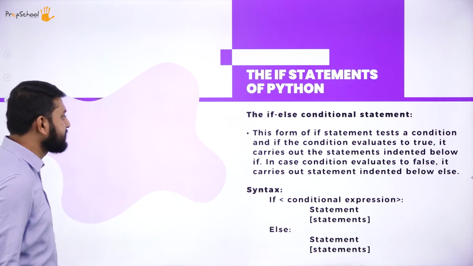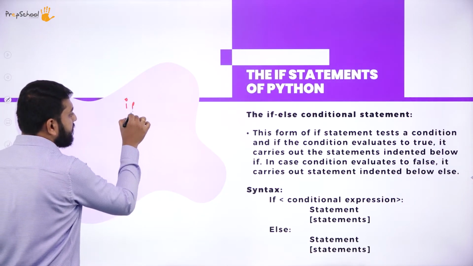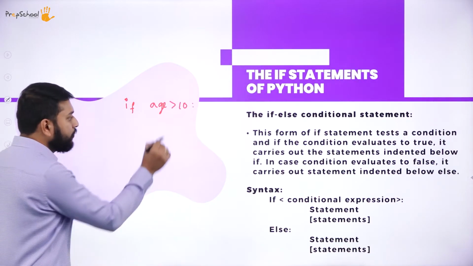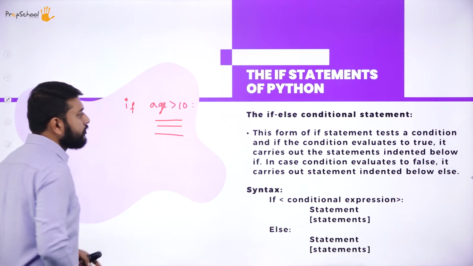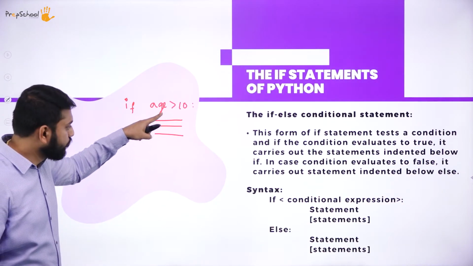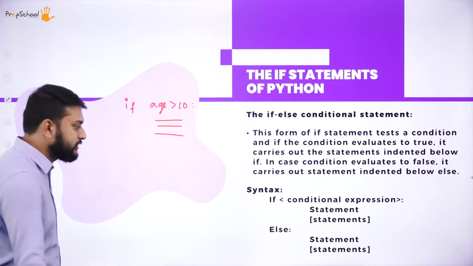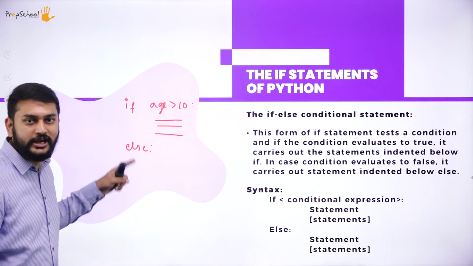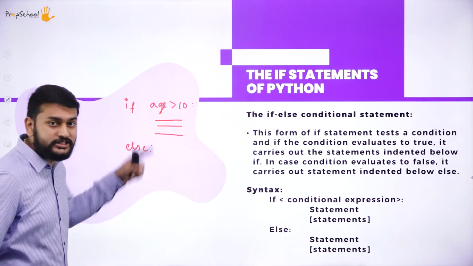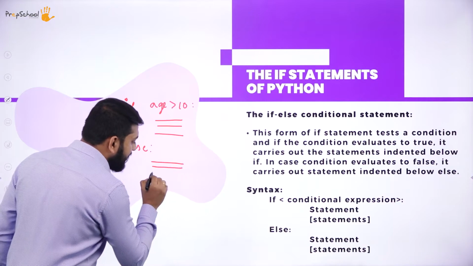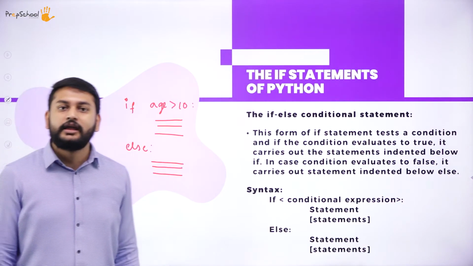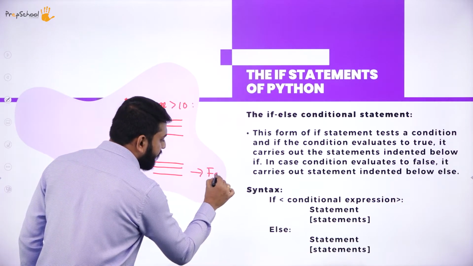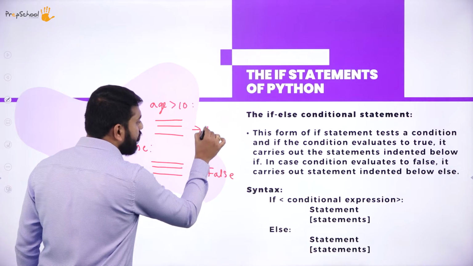What exactly is the syntax all about? First I will write if age is greater than 10 colon, then I will write the statements. If this condition is true, this statement will be executed. Then I will write else. Again, this is also a compound statement. If the condition is false, it should execute what I write in the else block. This I will call the false block. This I will call the true block.